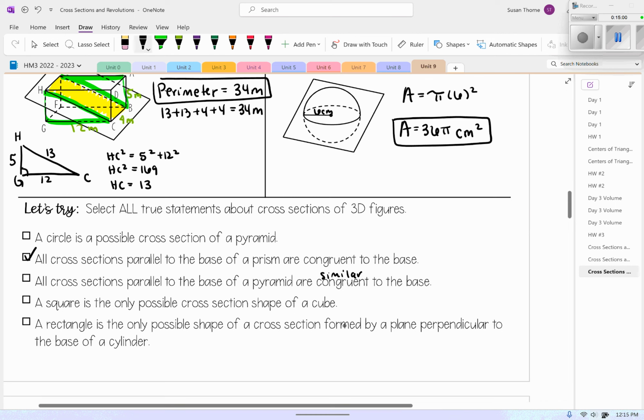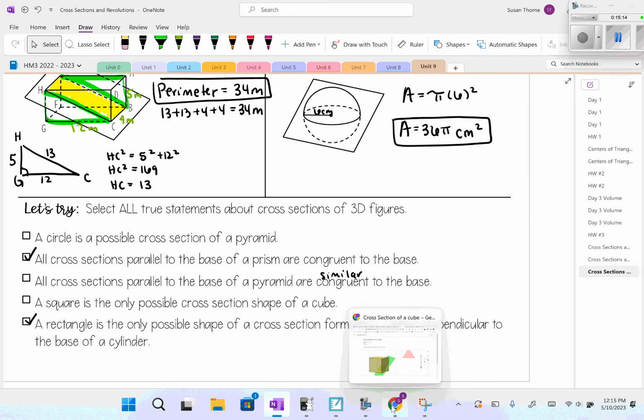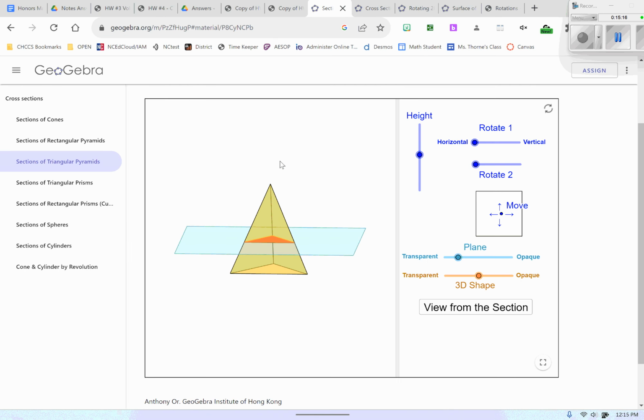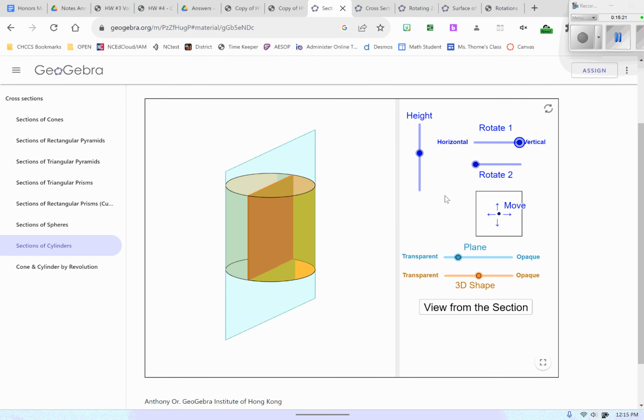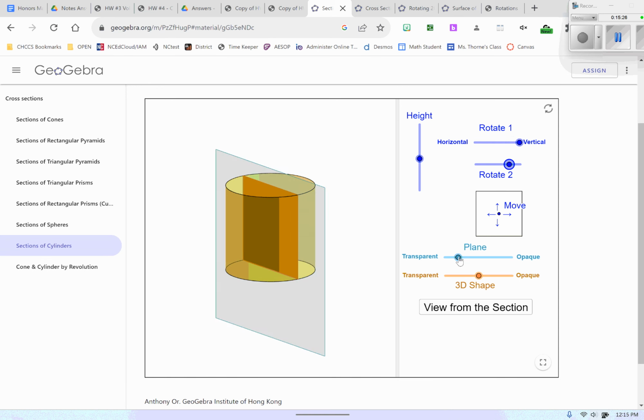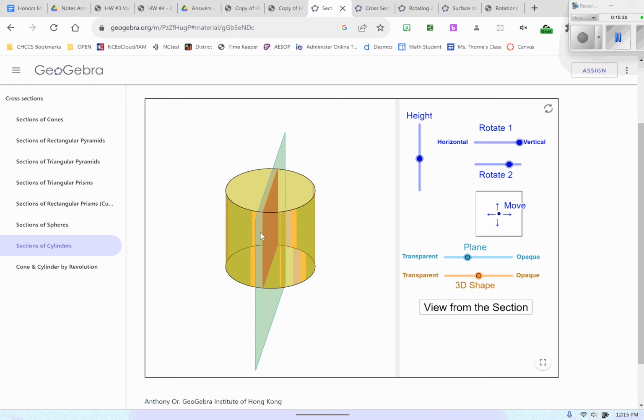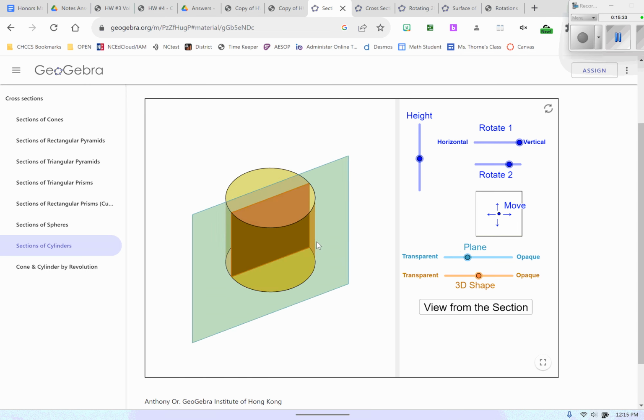Then it says a rectangle is the only possible shape of a cross-section formed by a plane perpendicular to the base of a cylinder. And that is true, and we looked at that earlier. If we go back and look at our cylinder, and it is perpendicular to the base, you can see that it makes that rectangular shape.